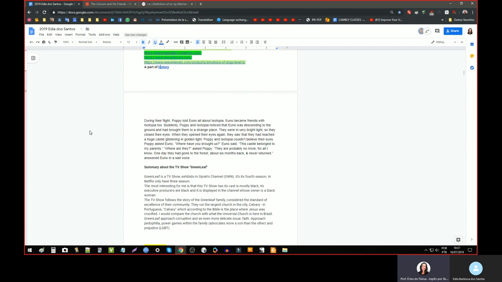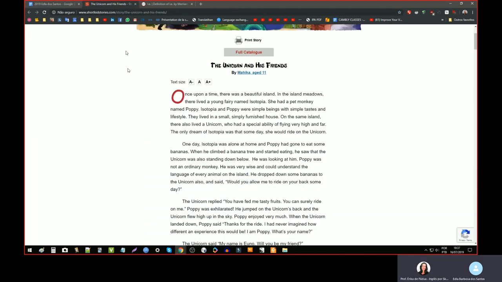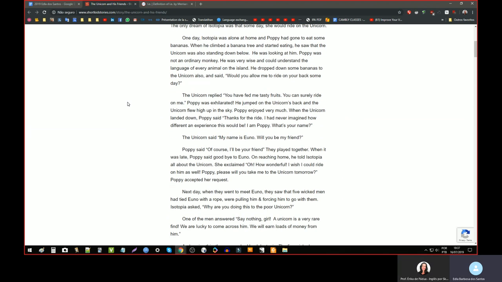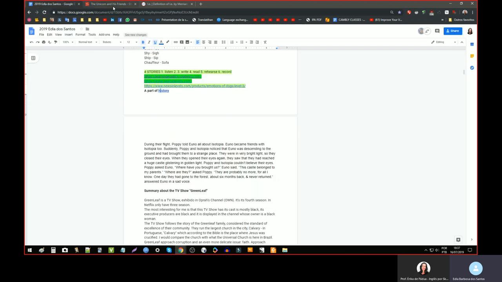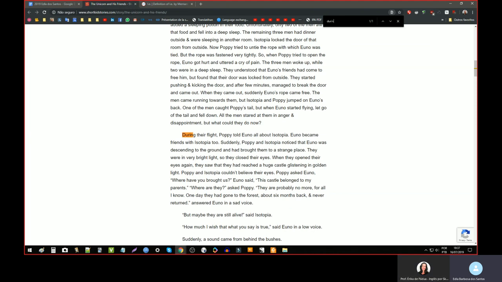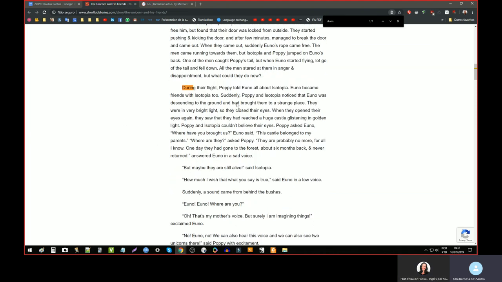So can you tell me? I thought to read, it's possible to read. Yeah, sure. Okay. During their flight, Poppy told Elna about Isotopia. Elna became friends with Isotopia too. Suddenly, Poppy and Isotopia noticed that Elna was descending to the ground and had brought them to a strange place.